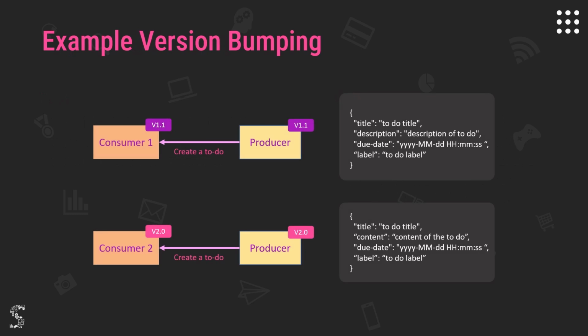Therefore, if you have a public API, most likely you will do version bumping. So for example, we have a service that runs in version 1.1 as it is, but we also create a new service version 2.0. At a later stage, we will route the request, right, coming to consumer 1 or consumer 2 depending on the API they call.